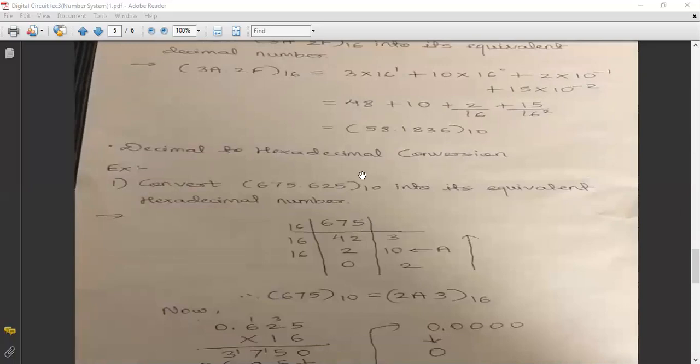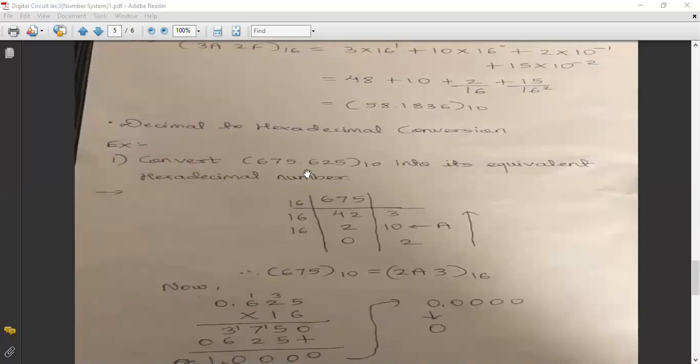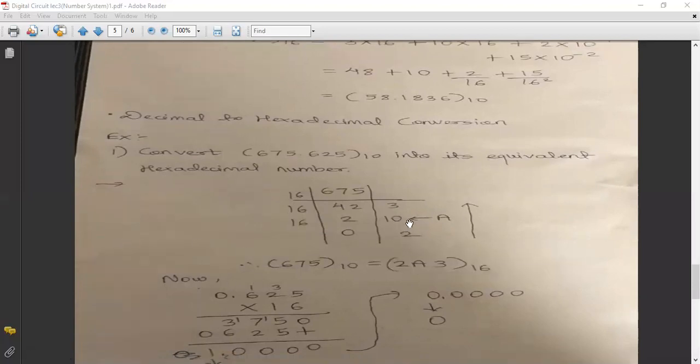Now proceeding further, we are going to convert a decimal number into a hexadecimal number. The example is we want to convert this number 675.625 to the base 10 into its equivalent hexadecimal number. Let us consider the left portion of the number, 675. We need to divide it by 16. We will get quotient as 42, remainder as 3. Again dividing it by 16, we will get quotient as 2 and remainder as 10. 10 is nothing but A, right? Again dividing it by 16, we will get quotient 0 and remainder 2. So how are we going to read this number? That is 2A3. So 675 to the base 10 is now converted into 2A3 to the base 16.